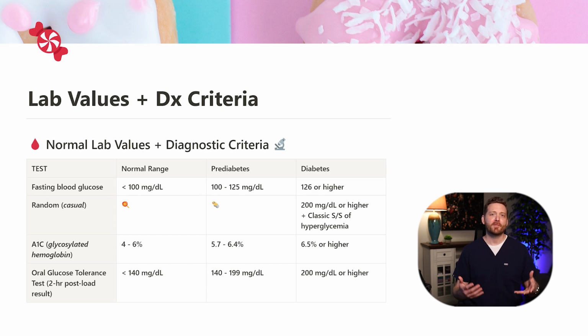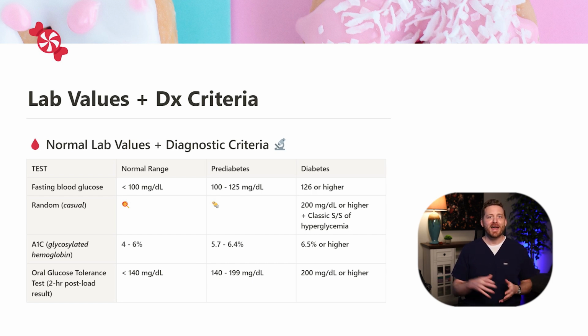Next up, we have the fasting plasma glucose test. This is usually done in the morning after fasting for at least 8 hours. Diabetes is identified at levels of 126 or higher. The normal range for this test is going to be under 100. The pre-diabetes criteria would be 100 to 125, and the diabetes range is going to be 126 or higher.